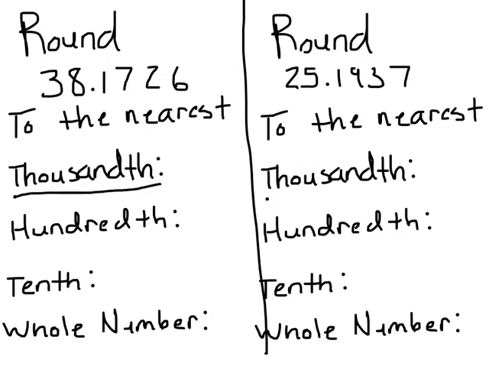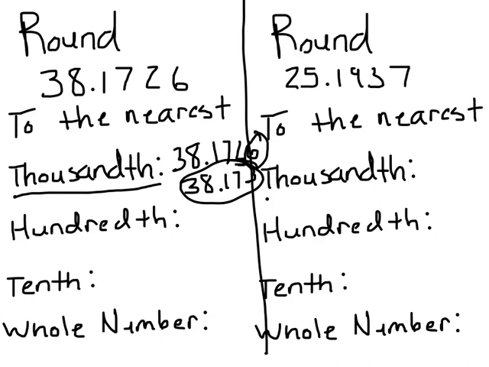Let's start with thousandth. Which digit is in the thousandths place in 38 and 1,726 10,000ths? It's the 2. The 6 is going to tell me which way to round. So is it closer to 38 and 172 thousandths or 38 and 173 thousandths? It's closer to 38 and 173 thousandths. The 6 tells me that I should round up.